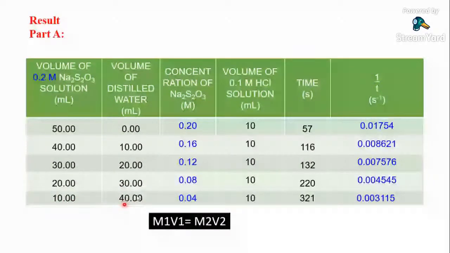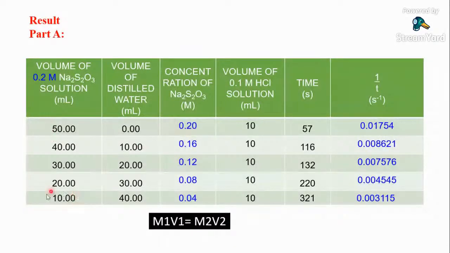But this happened because the concentration of the sodium thiosulfate decreased, and the volume of the distilled water increased. Okay, the concentration of sodium thiosulfate decreased. That's why it will affect the concentration of sodium thiosulfate. That's why, this one has the highest volume, so the concentration is the highest.